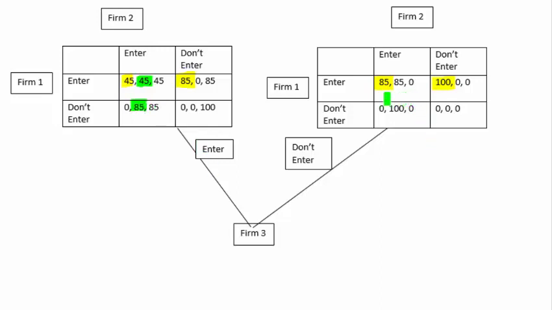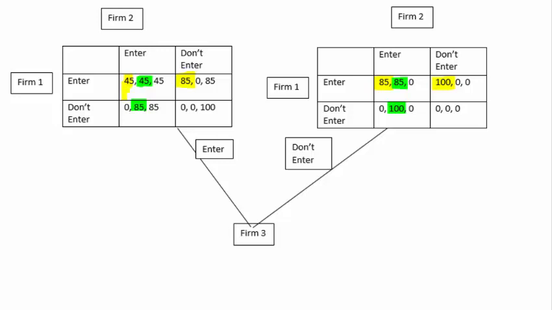Continuing, if firm 1 were to enter and firm 3 was to not enter, firm 2 would decide between 85 and 0 and see that 85 is the bigger number and decide to enter. And if firm 1 decided not to enter and firm 3 decided not to enter, firm 2 would compare 100 and 0 and see that 100 is the bigger number and decide to enter. And as we can see again, firm 2 has a dominant strategy of enter and a dominated strategy of don't enter, as they always chose to enter and never chose to not enter the market.